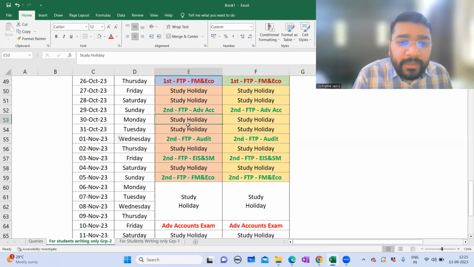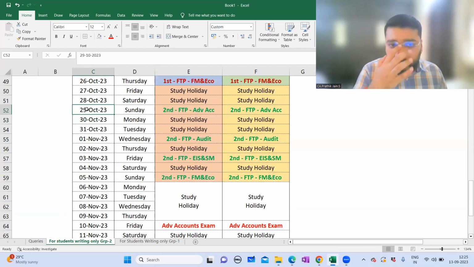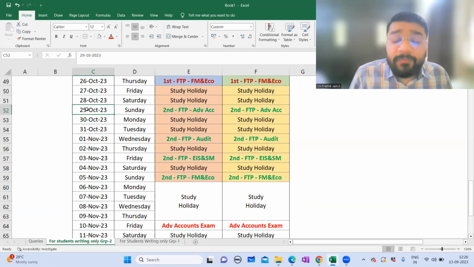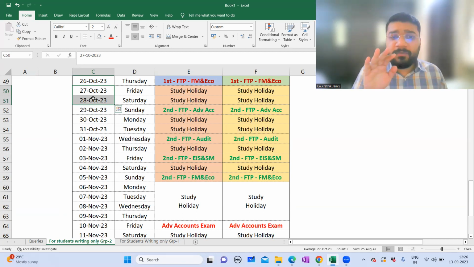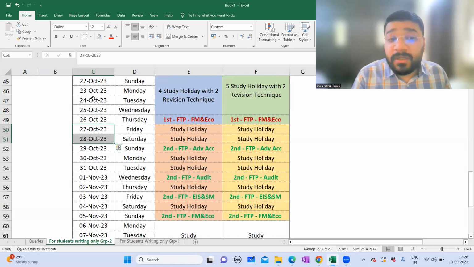So I've given 2 days holiday for auditing. And then 29th of October, if you come backward, Sunday will be your second full portion test on advanced accounting. Then 2 days holiday for preparing the second full portion test of advanced accounting. So with that, your second full portion test should start with 27th October and end with 5th of November.